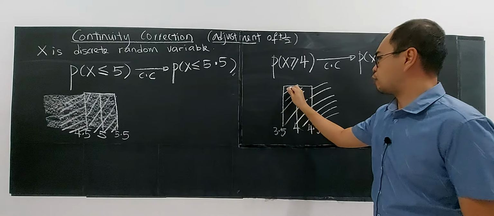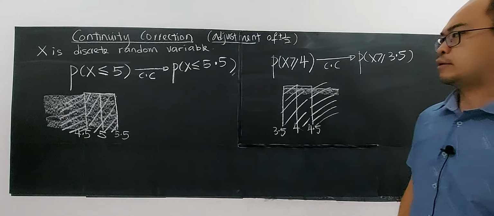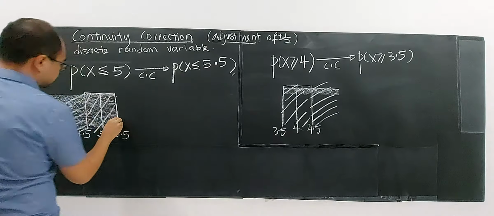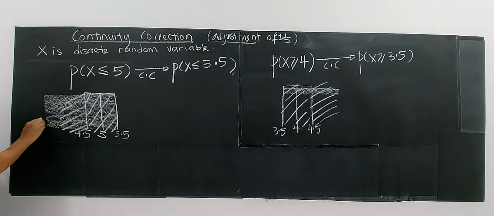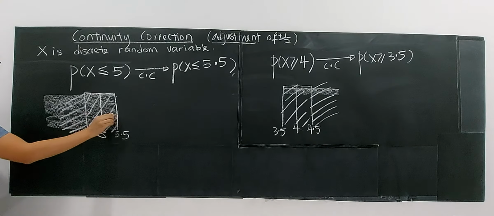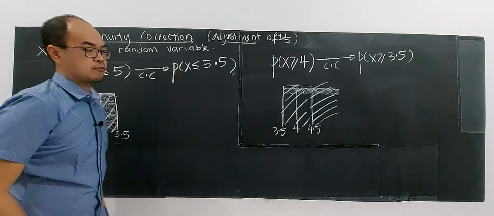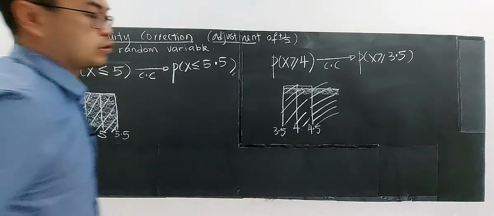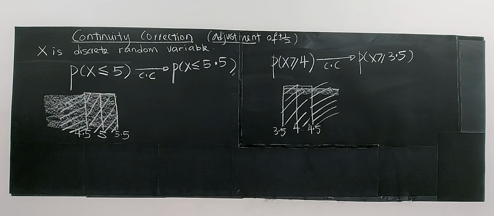Start from 3.5 and above, right? This one is less than 5.5, right? This is the region less than, on the left. Go to the left. That's why 5.5, right? So this is the continuity correction for this case here.